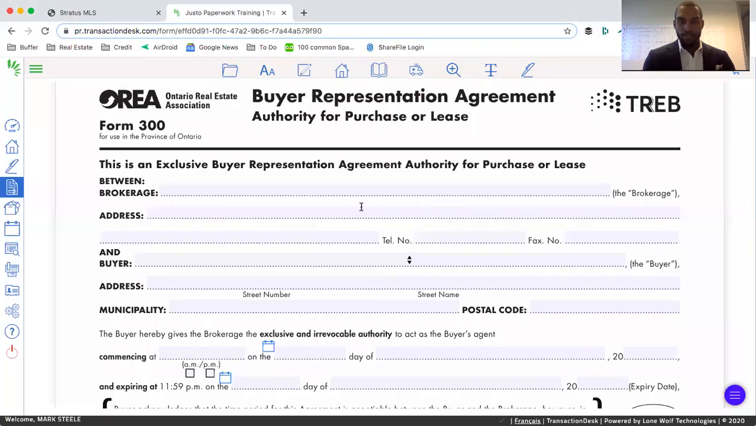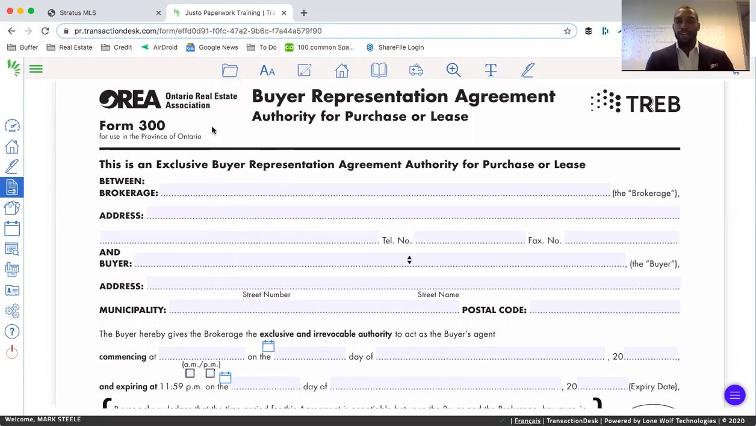So I'm not gonna read every part of every transaction, but I will show you how to fill in every part of the transaction paperwork, just so you know what to do. So I'm going to share my screen with you here so you can see what I'm looking at. Going into Google Chrome. Okay, so now you should see my transaction paperwork through Authentisign or Transaction Desk, right?